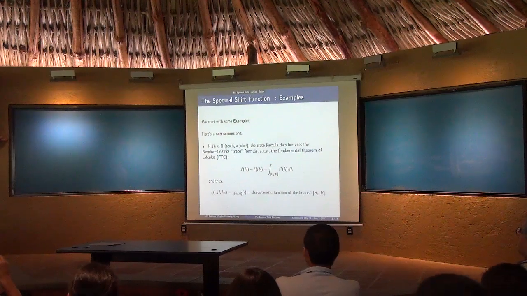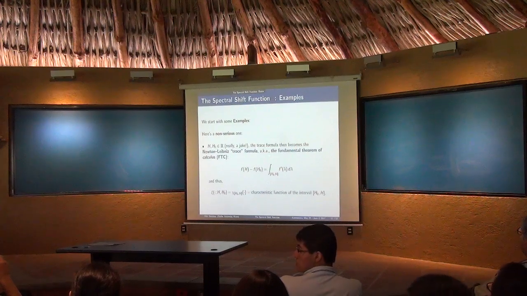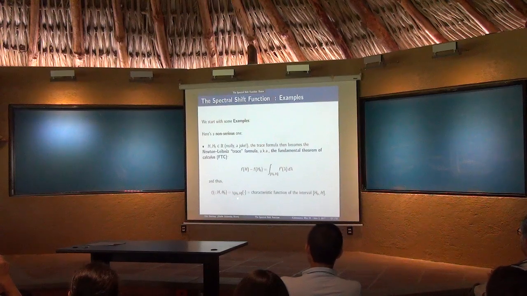Okay, so I want to start with some examples. Here's a joke. It's not a bad joke, but it's a joke. It's the fundamental theorem of calculus. So if your Hilbert space is, so your operators are real numbers. Why not? Okay, then the Newton-Leibniz formula fits into this with the spectral shift function, the characteristic function of the interval from H0 to H. I said it's a joke, but anyway, why not?